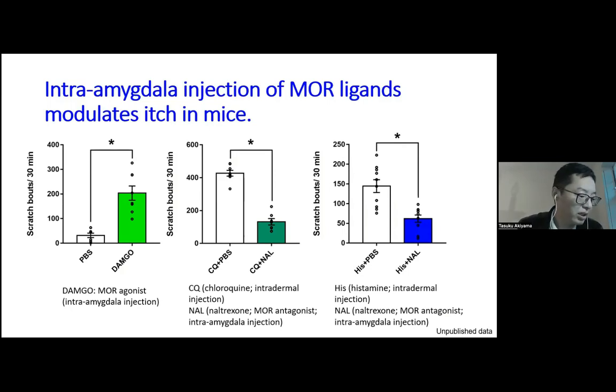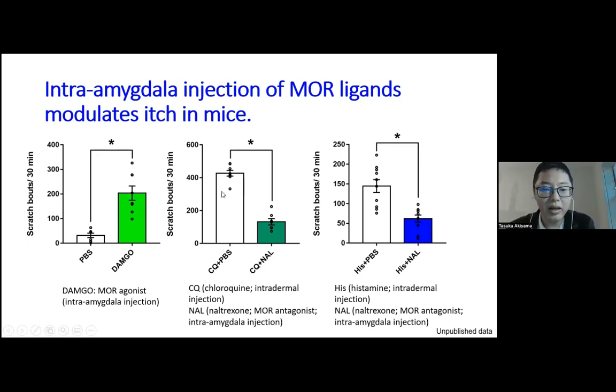This is what we did. We implant the guide cannula in the mouse, and then we insert the needle directly to the amygdala, and then inject the DAMGO, which is the MOR agonist, directly to the amygdala, and then we record the mouse behavior. Then, as you can see here in the left graph, you see the significant increase in the scratching after DAMGO injection.